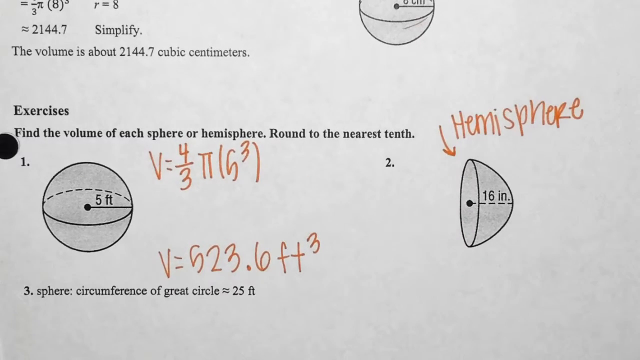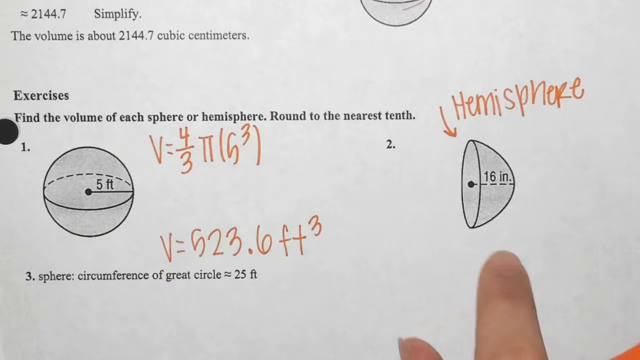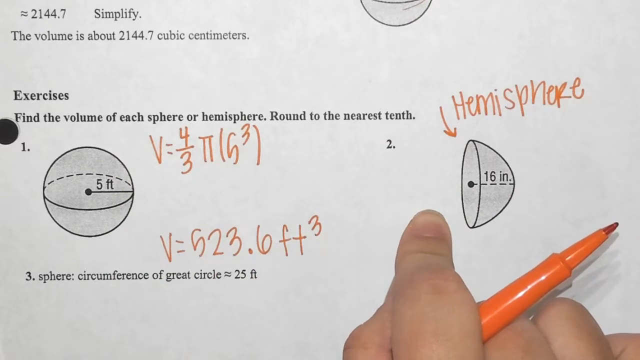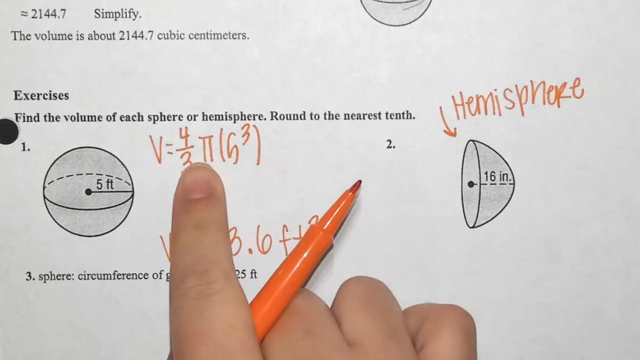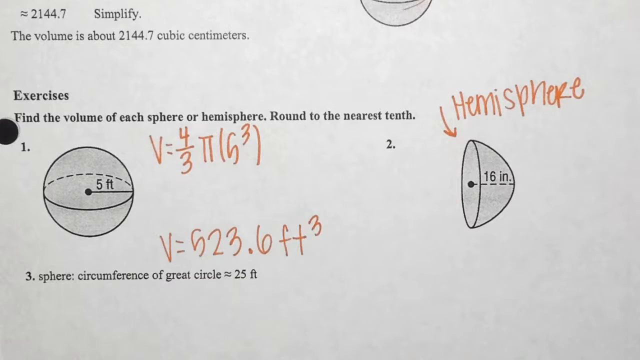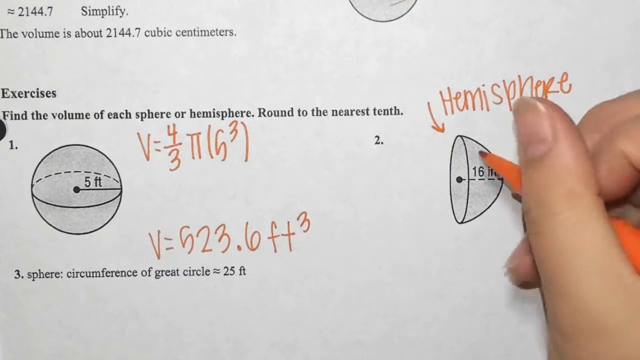Okay, so to find the volume of a sphere, we just plug the radius into this formula. But this is called a hemisphere, and basically it's just half of a sphere. So if we find the volume using this formula, for a hemisphere, we just need to divide it by 2. So our radius is still 16.